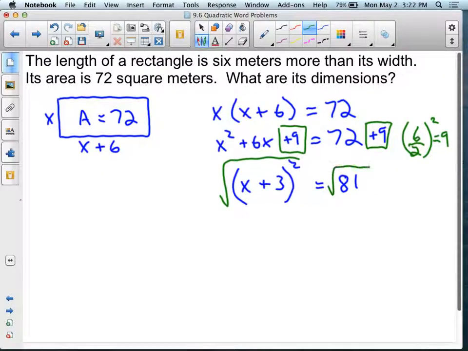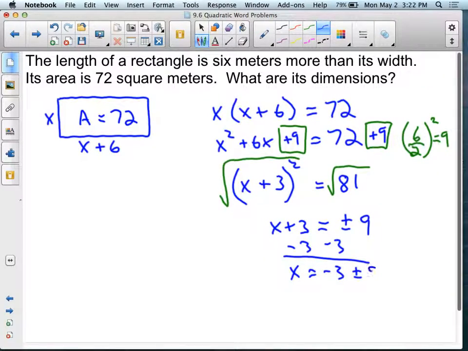Now I'll do my two steps. I'm going to just take the square root of both sides, remembering that on the right side I get plus or minus 9. And then I move my 3 over. So I get here x equals negative 3 plus or minus 9. If I do those two values, negative 3 plus 9 is positive 6, and negative 3 minus 9 is negative 12.